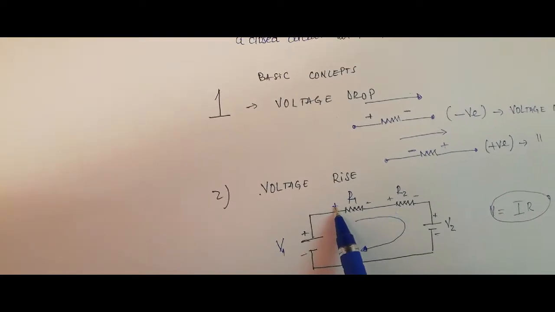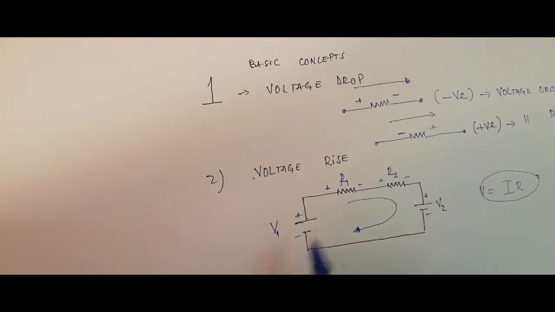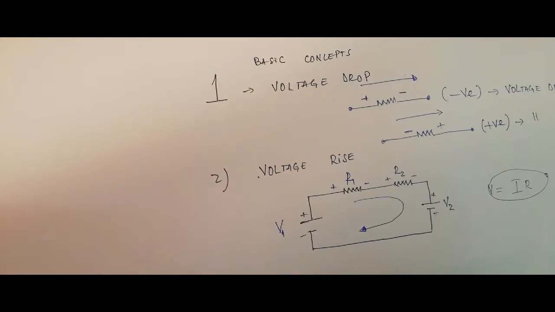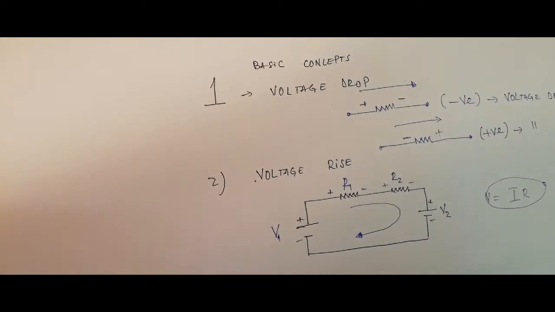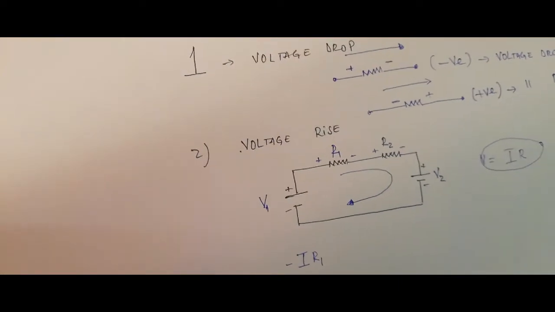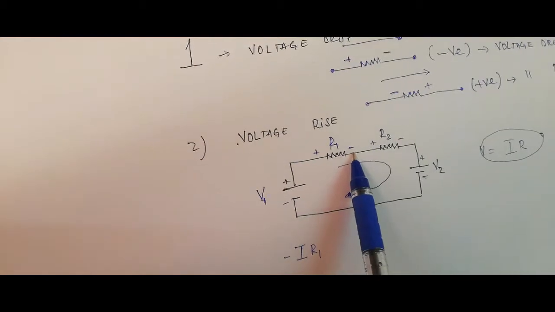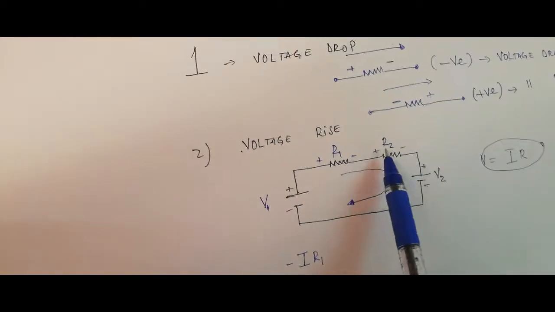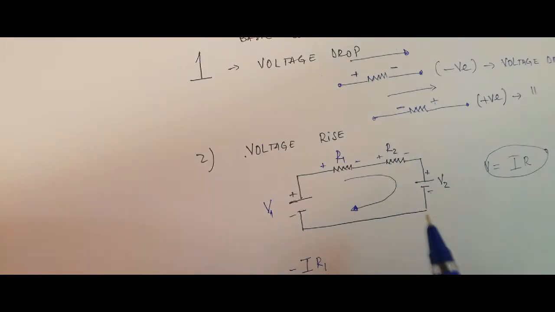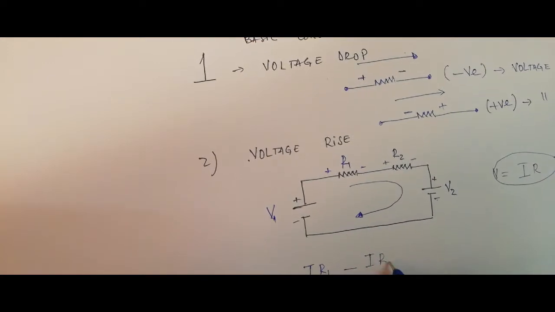Start from positive to negative. This is the direction of the current, so we have a drop, and in this case it will be represented as minus I R1. Why minus? It is minus because there is a drop in voltage, because we are coming from high potential to lower potential. Similarly, in this case also we are coming from high potential to lower potential, so it will be minus I R2.